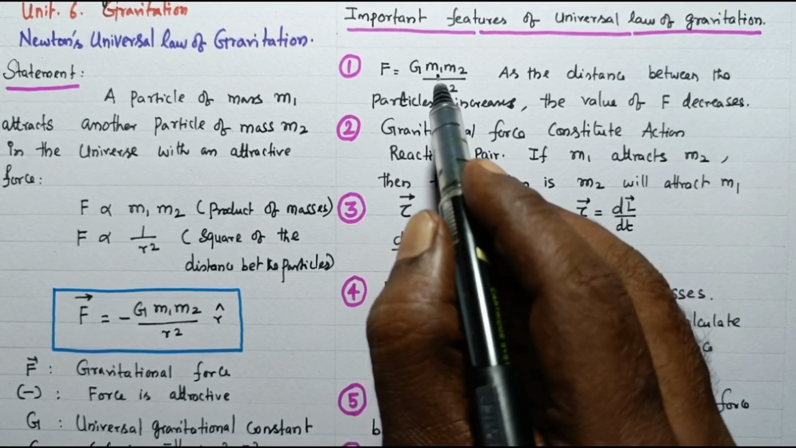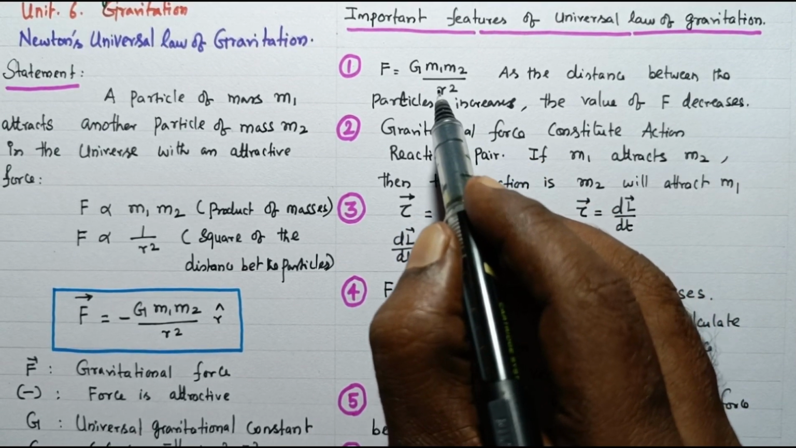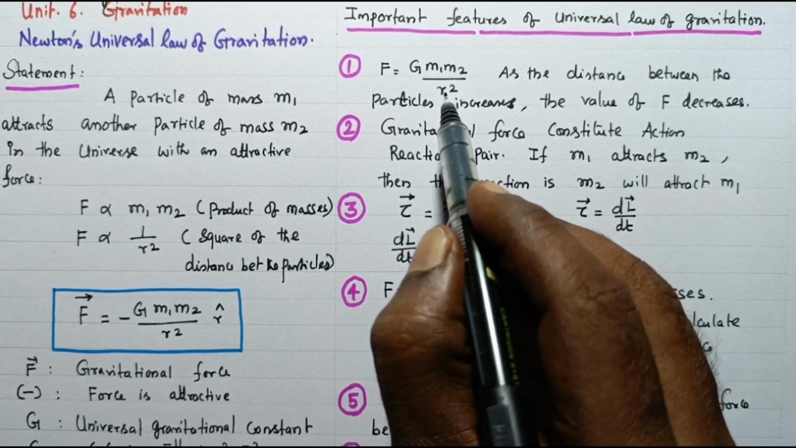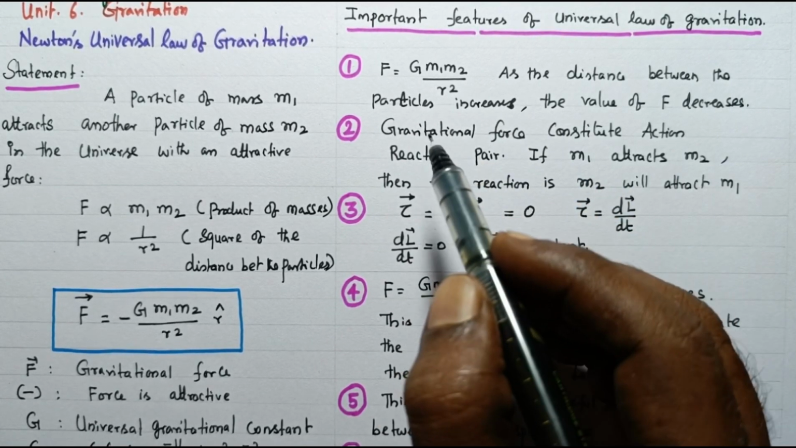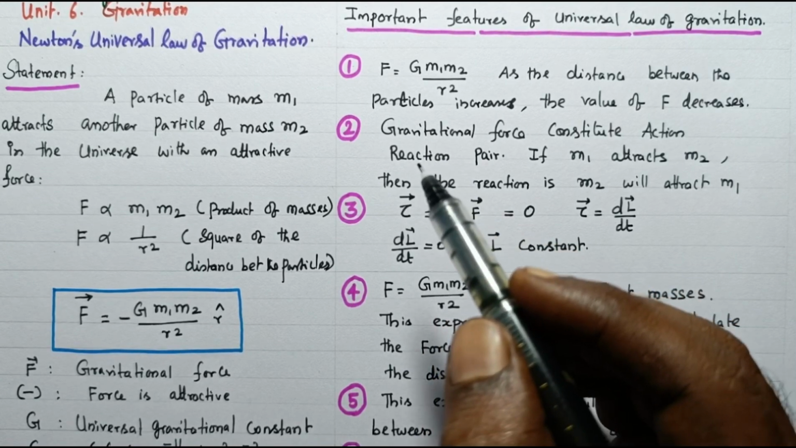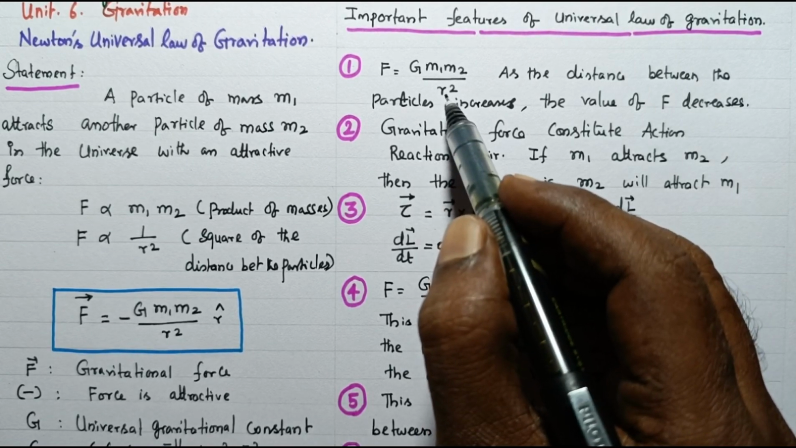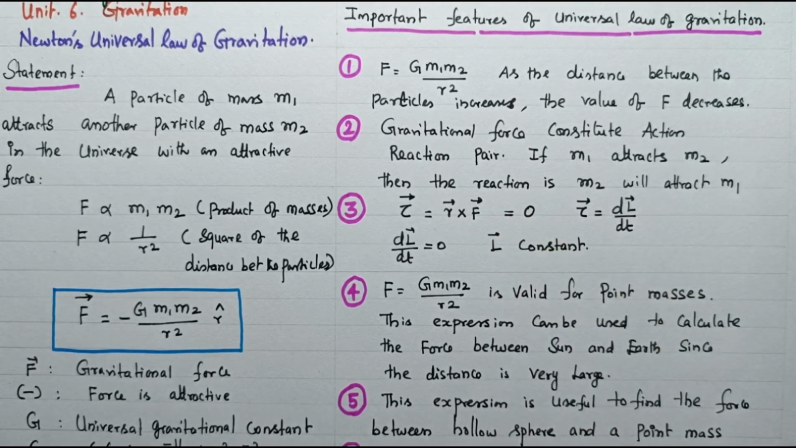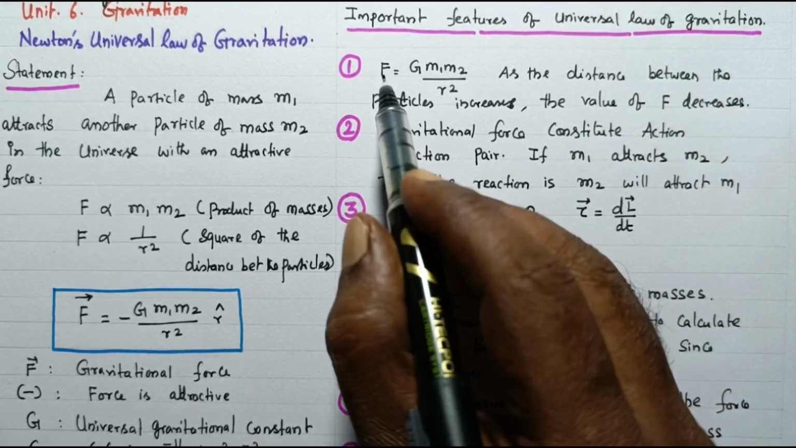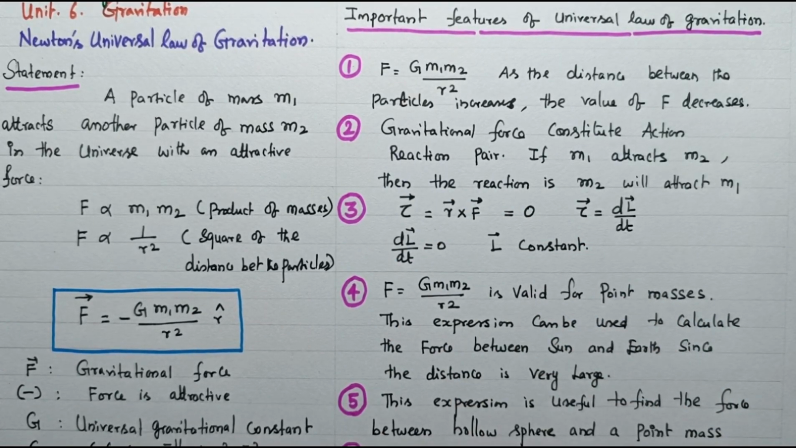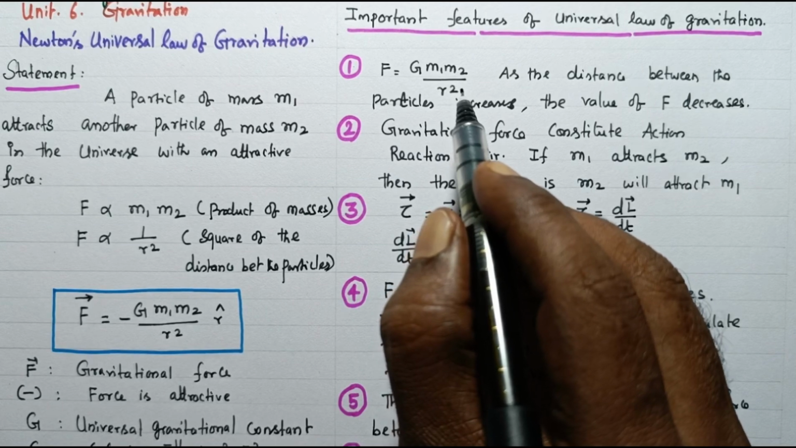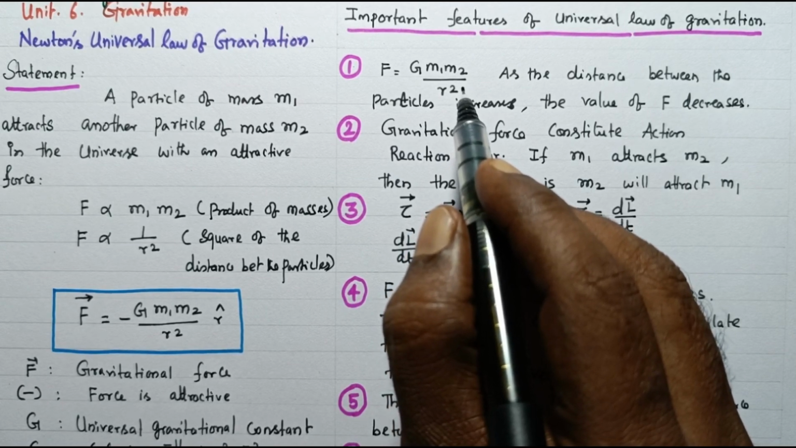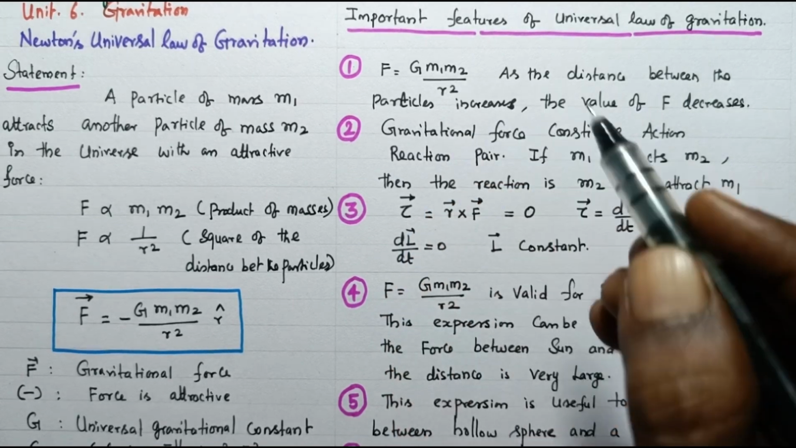First point, F is equal to G m1 m2 by r square. Here r is in the denominator, so if r increases, F decreases. The planets which are near to the sun will experience more gravitational force, because the value of r is small. The planets which are at long distance will experience less gravitational force, because the value of r is large.